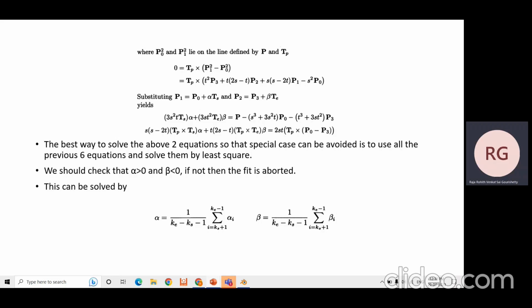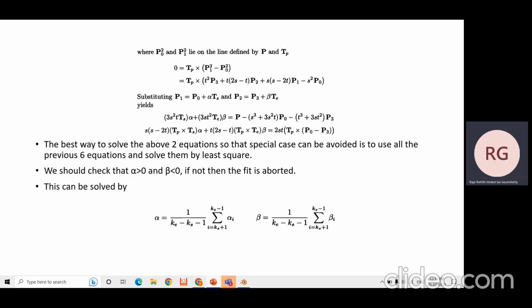Next, we get S into S minus 2T Tp into Ts alpha plus T into 2S minus T into Tp plus Te beta, which is equal to 2S into Tp of P0 minus P3. The best way to solve the above two equations so that the special case can be avoided is to use all the previous 6 equations and solve them by least squares.